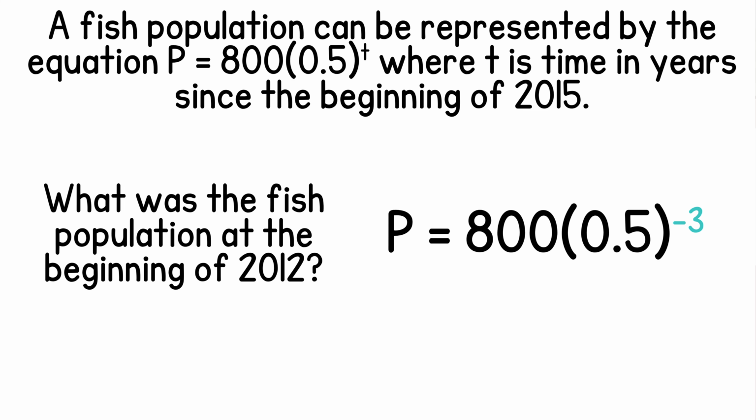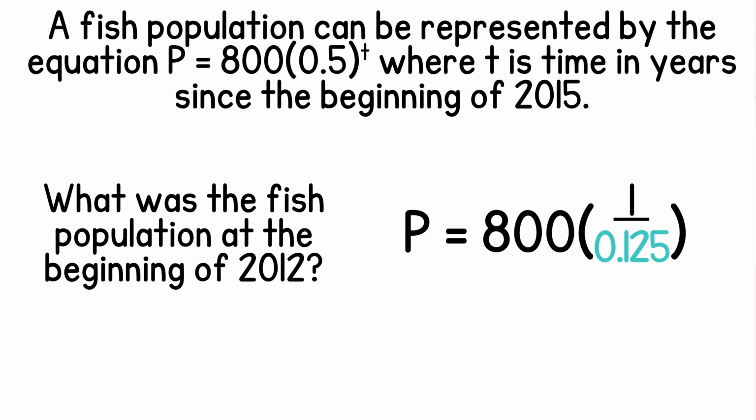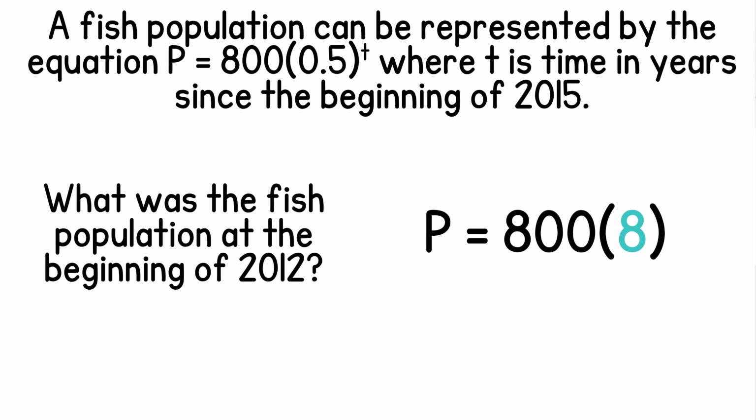0.5 to the -3rd power gives us the reciprocal of 1 over 0.5 to the positive third. And this simplifies to 1 over 0.125. If we divide 1 by 0.125, we'll get a value of 8, and then multiplying that by the 800 will give us a population of 6,400.